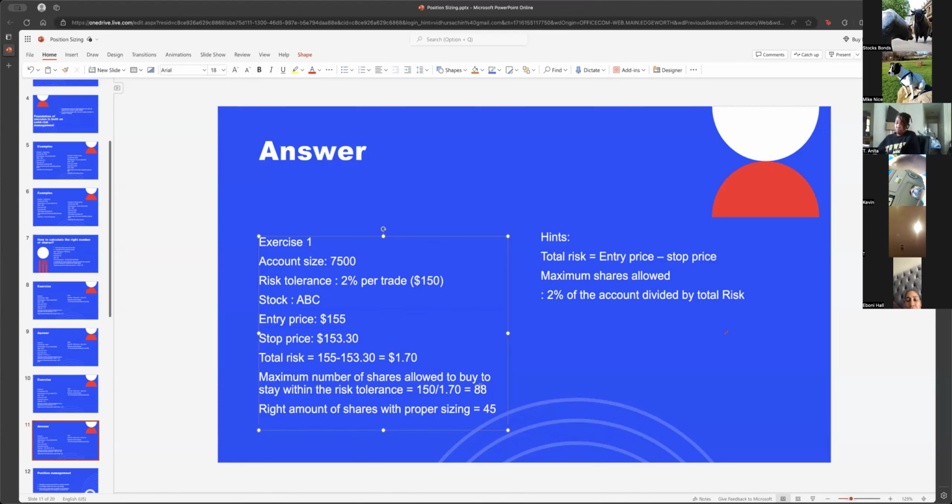You can just go ahead and do so. 48 shares will be the proper sizing with this example. And anything under 48 is still a go. You can buy 10 shares, 20 shares, 30 shares, it doesn't really matter, as long as it's less than 48, you're good to go.